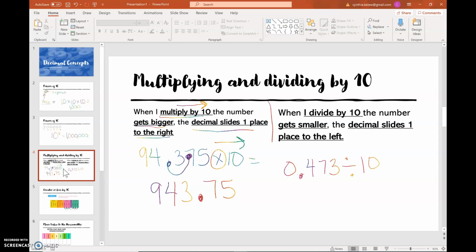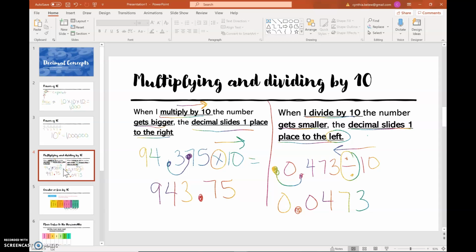Now when I divide by 10, the number gets smaller. The decimal slides one place to the left. So I divide by 10. That decimal slides one spot to the left. So this number is 473 thousandths. The decimal would just slide right here. So now it's 0.0473, which is 473 10,000ths.